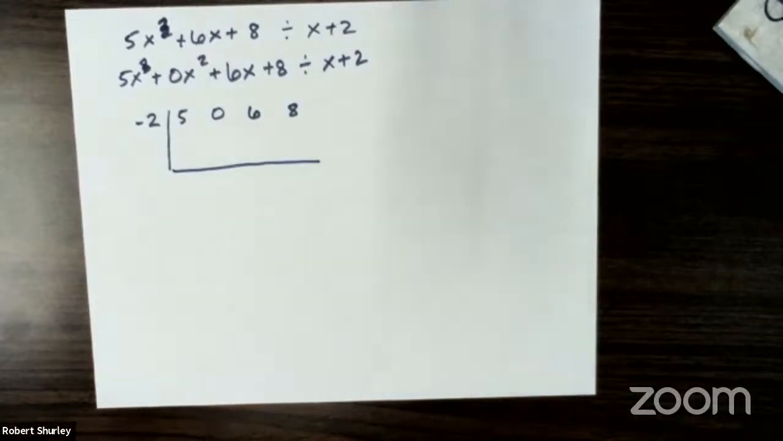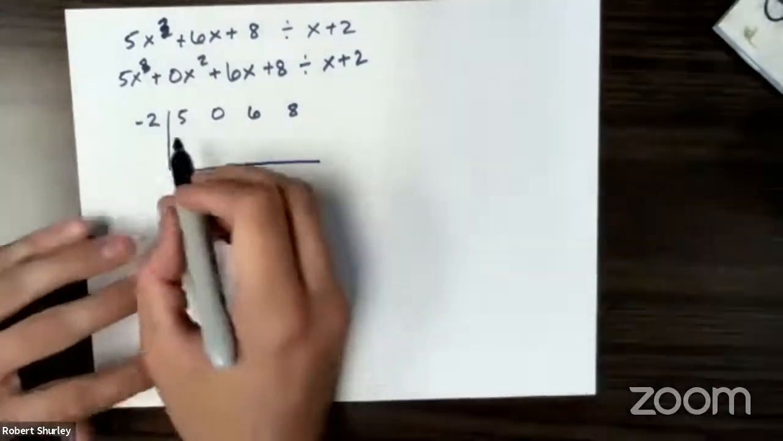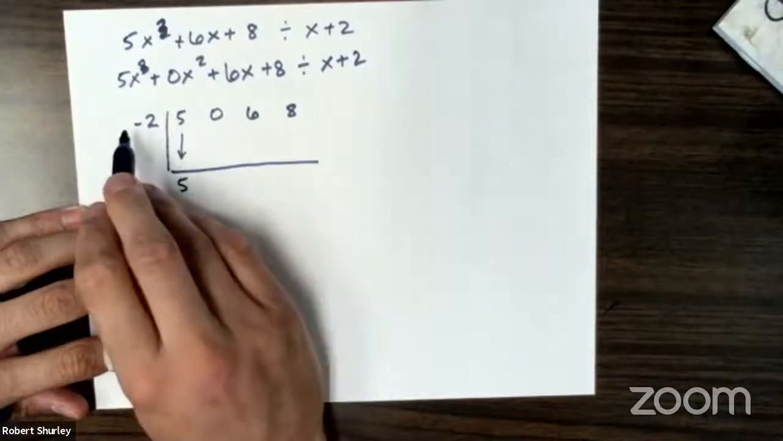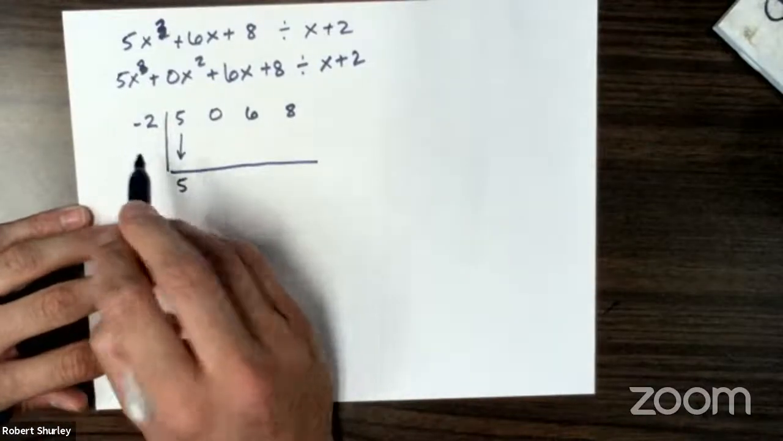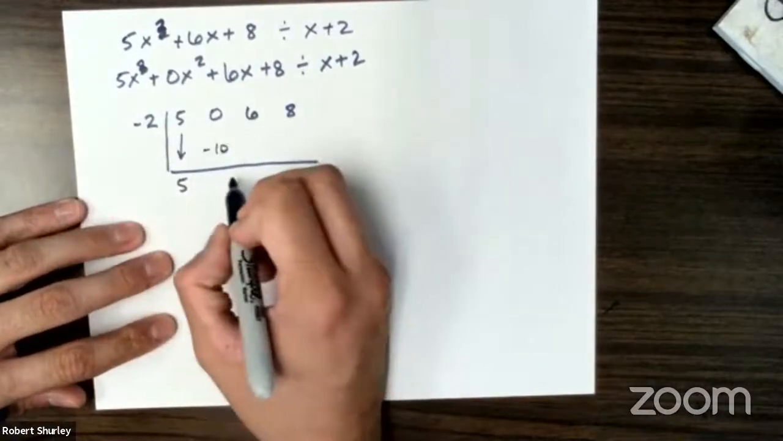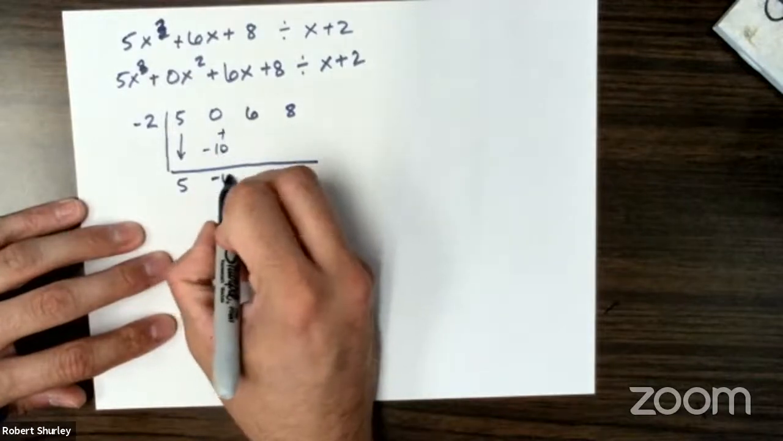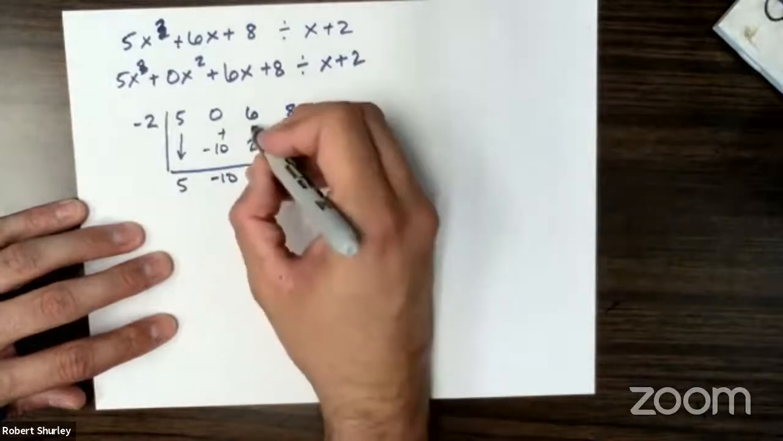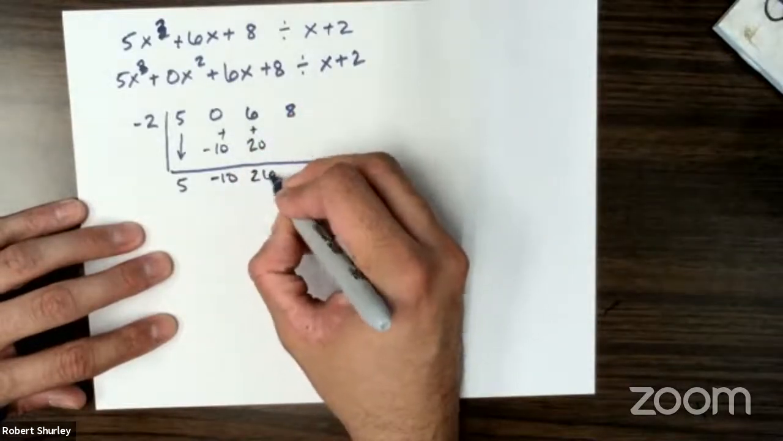Okay, let's see if we get this one. So I've got to bring the 5 down. If it goes a lot below the line, you've got to multiply it by the potential zero here. 5 times -2, that's a -10. Add, we get -10. -10 times -2, that's a +20. Yeah, this does not look like it's going to wind up being 0.